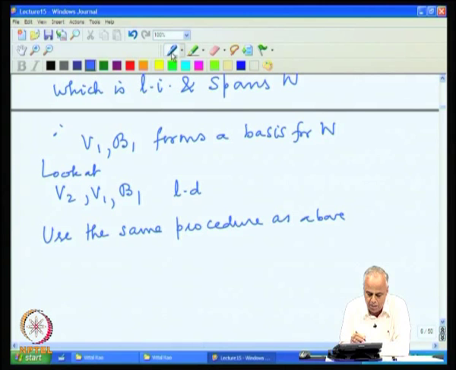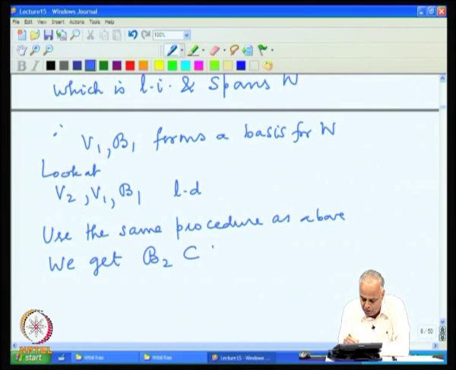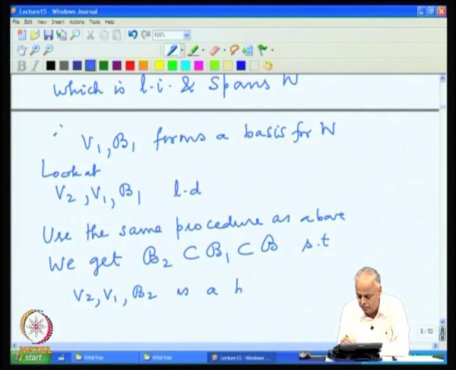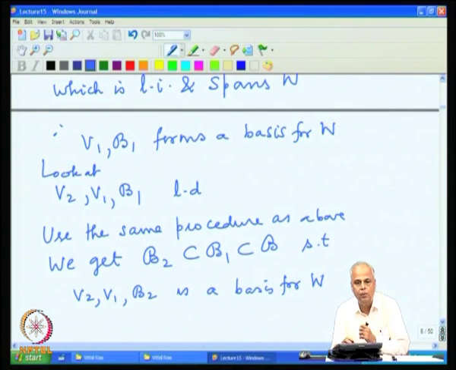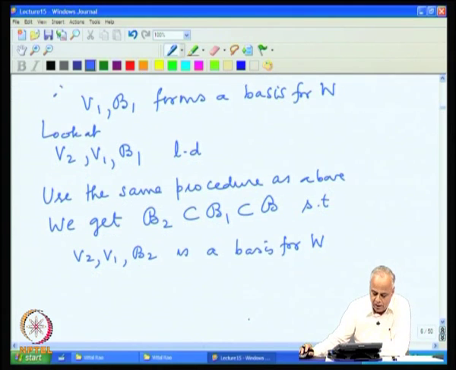So, by using the same procedure, we now get a subset B2 of B1 which is itself a subset of B such that V2, V1, B2 is a basis for W. Now, B2 would have been obtained from B by knocking out at least one vector in the first step when V1 elbowed in and one vector when V2 elbowed in. So, at least two vectors from B would have been knocked out to get B2.